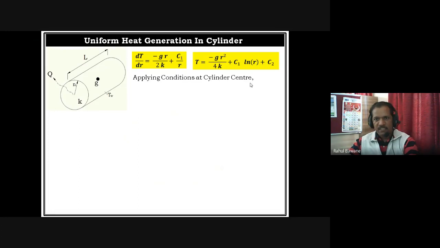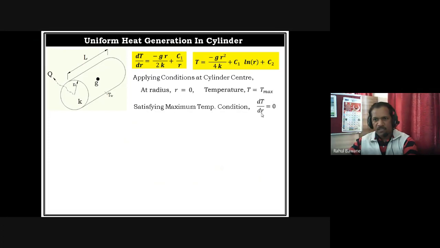Applying conditions at the center of the cylinder, no doubt at the center there will be a maximum temperature. So when radius r equals 0, that means the center, the temperature will be T max. And when T max is achieved, it satisfies the maximum temperature condition, and that condition is dT by dr equal to 0. So we have these three data: r equals 0, T equals T max, dT by dr equals 0. So we will use this dT by dr form and apply this condition.